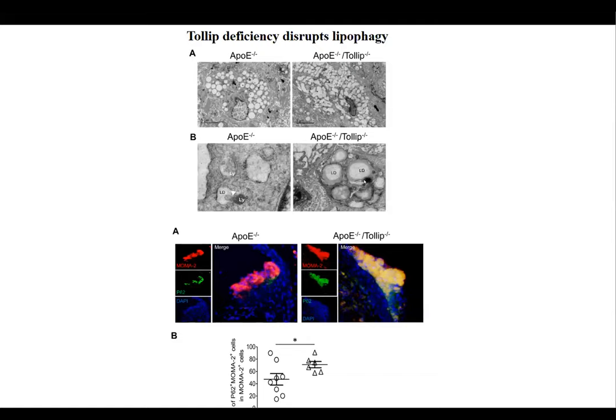And if you further stain for P62, this is in the aorta, we saw a massive accumulation of P62 positive macrophages in the aorta of the APOE TOLIP double knockout mice.